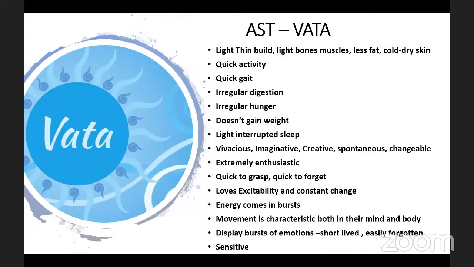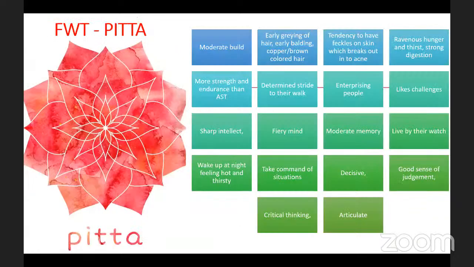Then we have Pitta Prakriti. Their build is moderate. There is early graying of hair, early balding, copper brown color hair, because there is fire inside. This fire turns the black hair into brown hair or white hair, or even they become bald because of the excess heat inside the body. They have this tendency to have freckles on the skin, which breaks out into acne.